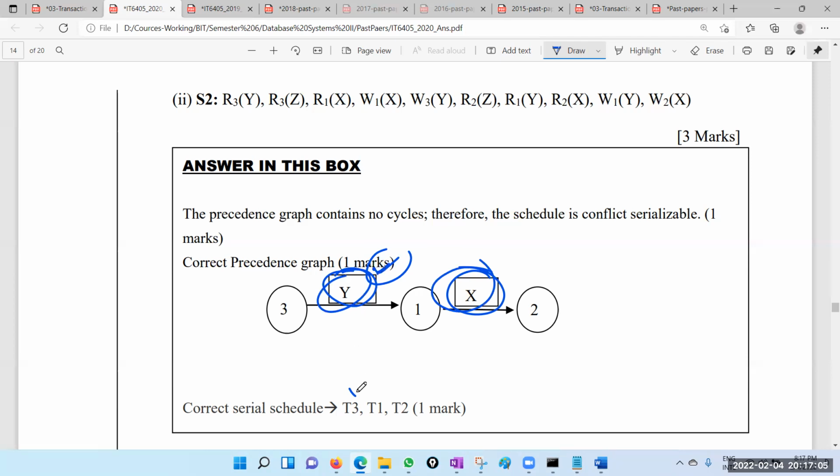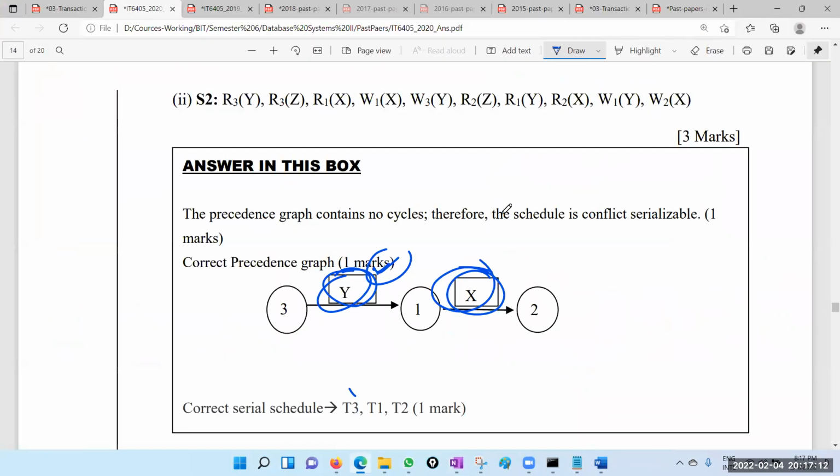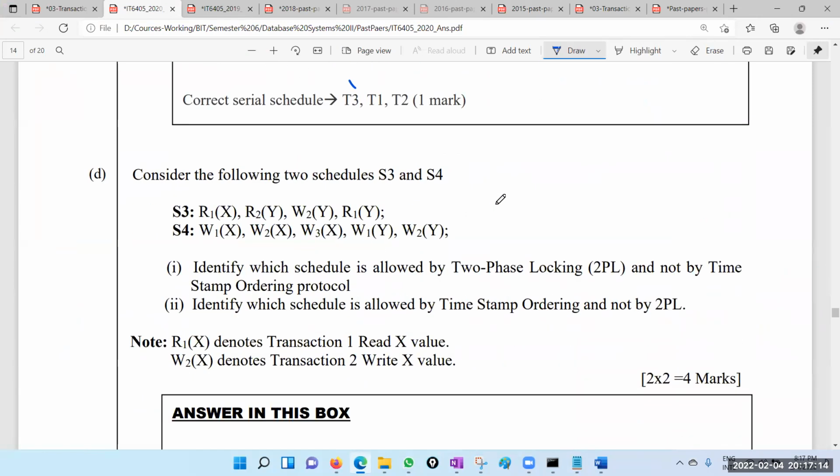So the correct or equivalent serial schedule is T3, T1, T2. Next question.